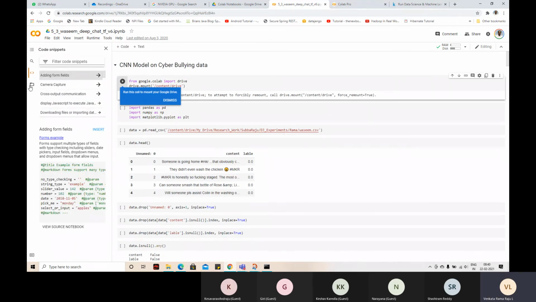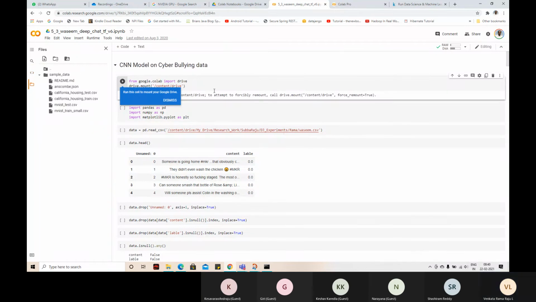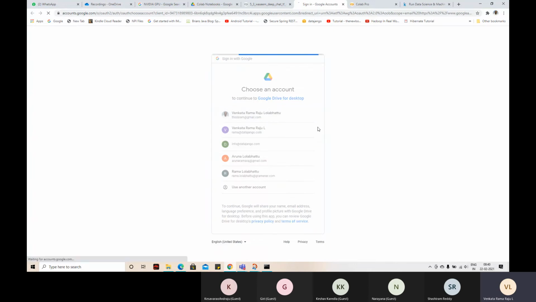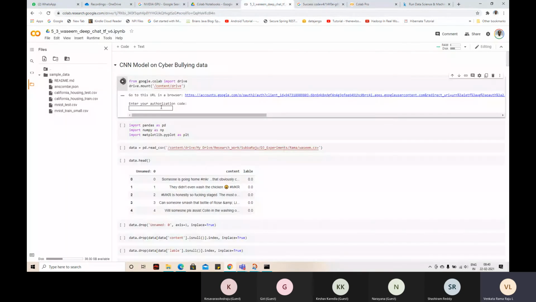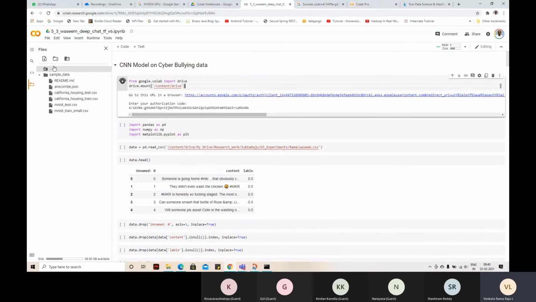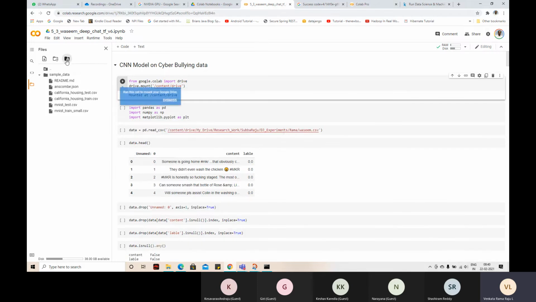Google Drive, you can see. Okay, I need to run this. If I run it, it will give me a code there that I need to accept. It will take everything, all permissions. Now I need to put it here, say enter. Right now you will see your Google Drive here on the left side. Now whatever path you have, you can copy it and paste it here, and then you can use it.